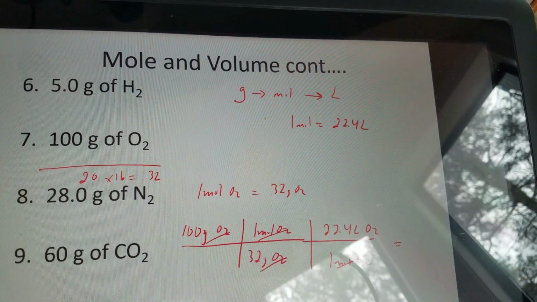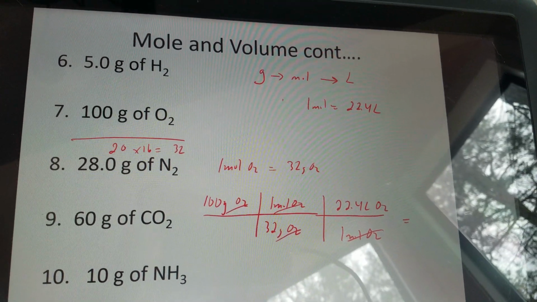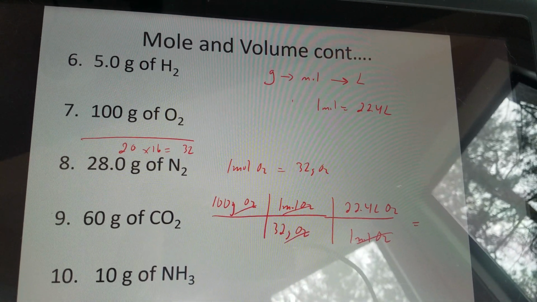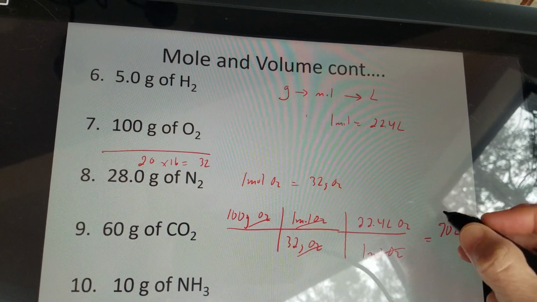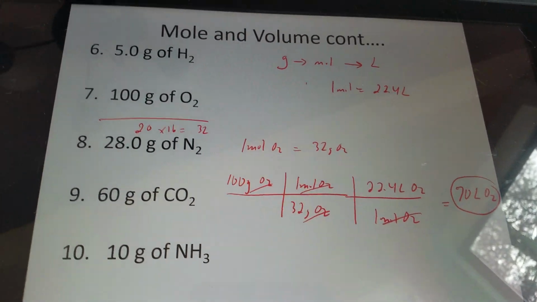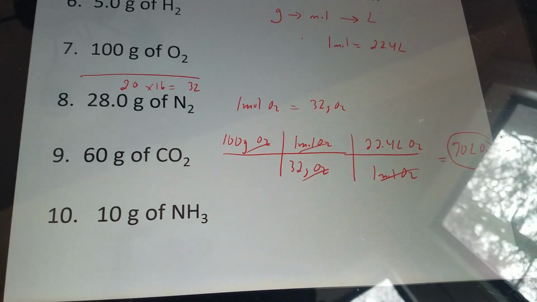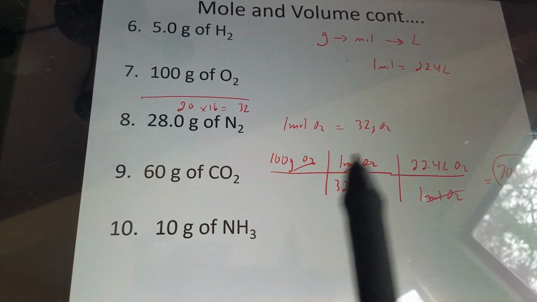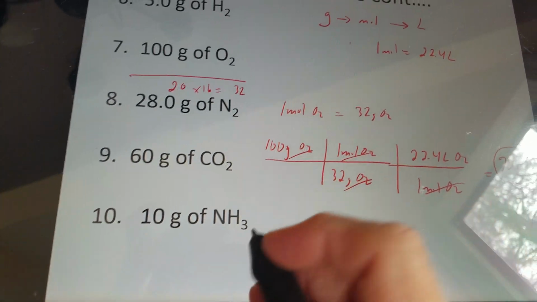And now the rest is just plugging in my calculator. So I'd say my 100 divided by my 32, and then times my 22.4, and I would get 70 liters of oxygen. So this just requires a little bit more work because you aren't starting with moles, you're not going to moles, but you're going to convert whatever you have, in this case grams to moles first, and then moles onto liters using another conversion factor. So let's look at one more like this.